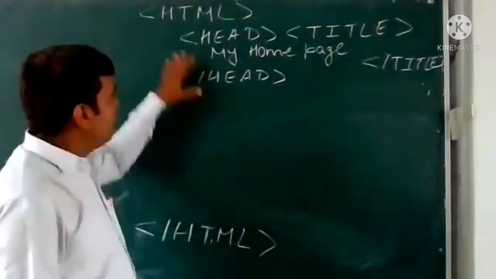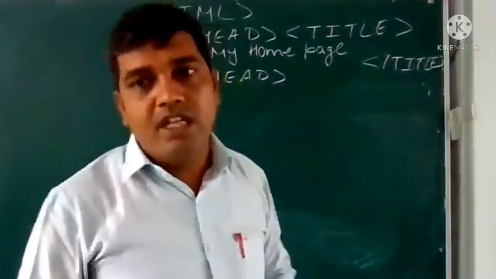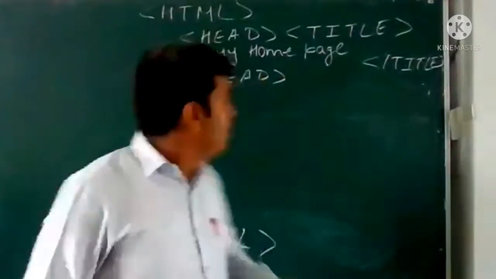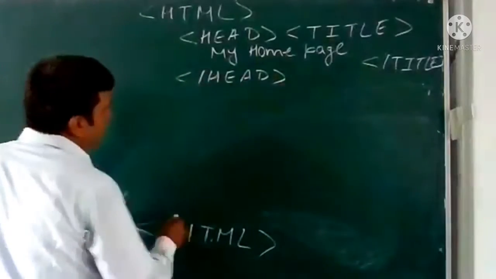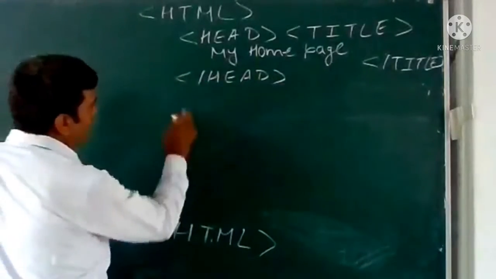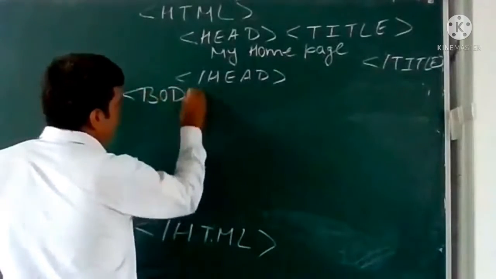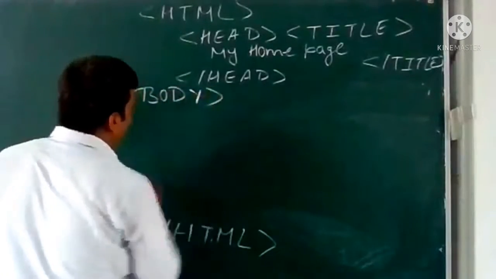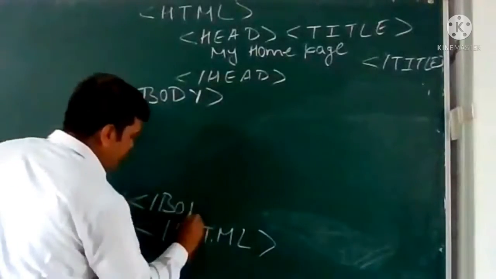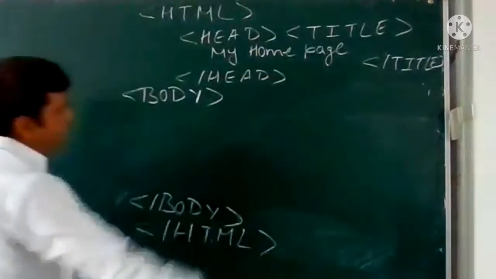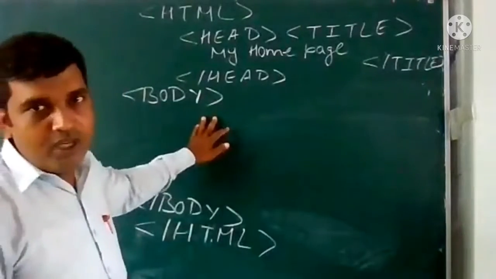This is called the header section of the web page. Every web page is divided into two sections, the header section and the body section. So we have designed the header section here. Now after that we write the body section. After the header closes, we open the body tag. This is called the body tag. So body open and body close. I will close the body also. This is also a container tag, and every container tag should be closed. If you open it, you have to close it also.